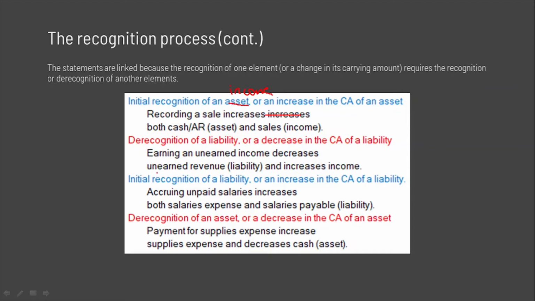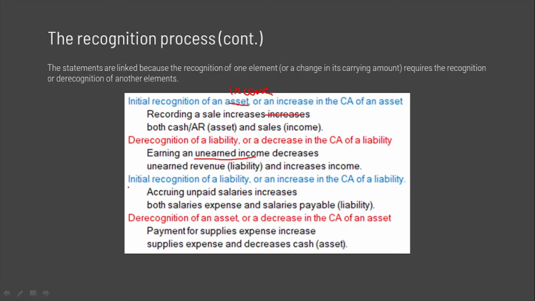An example of that would be an unearned income. Earning an unearned income decreases your unearned revenue, which is a liability, which then again increases your income. In this, it's like your customer has already made an advance payment to you, so you have to extinguish that obligation. You have to perform such service or deliver such goods. The moment that you render that service or deliver those goods, you would now be debiting your unearned revenue, and you would now recognize an income account in the form of revenue or sales.